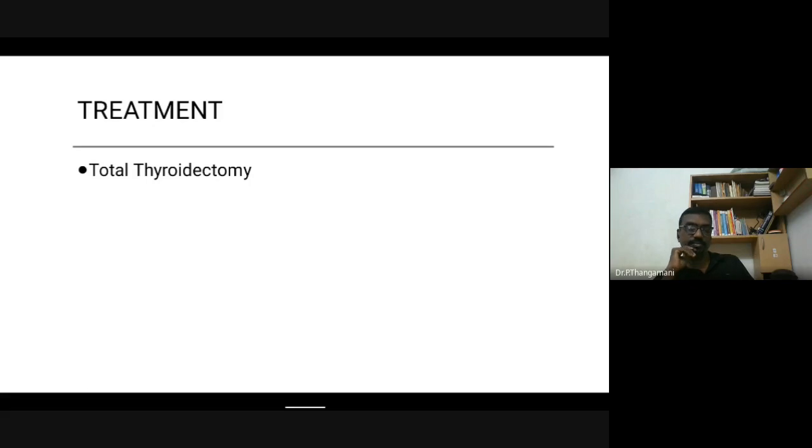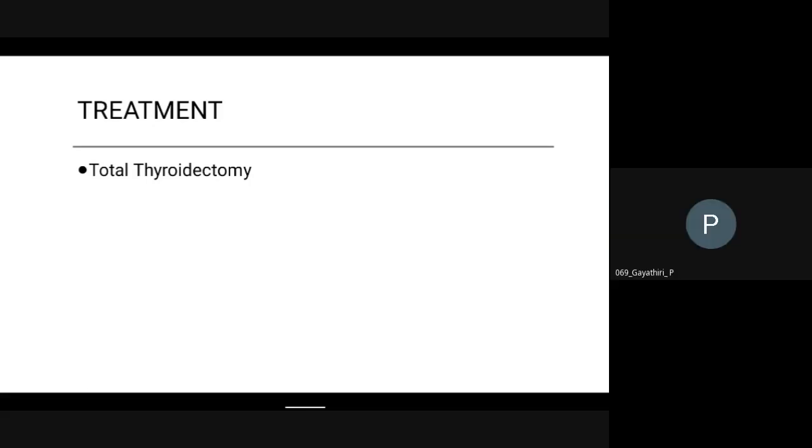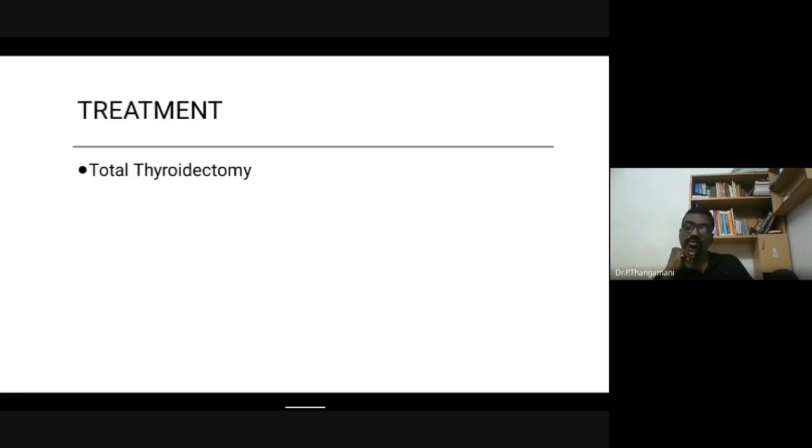Nice. And raise the skin and subplatysma flaps. In the deep fascia, a vertical incision is made, sir. And the strap muscles are divided and retracted laterally. Okay. The middle thyroid vein is identified and ligated first.